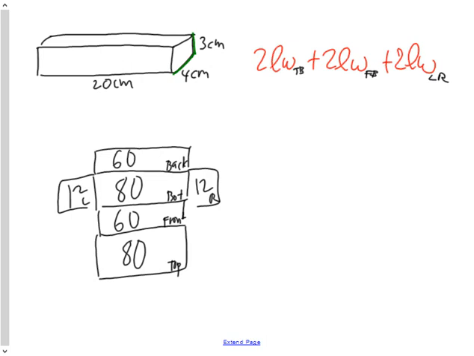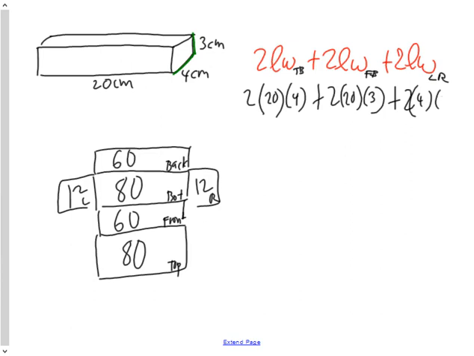When we take the same formula and substitute it in, since I know the top already is 20 by 4, I have two of those shapes that are 20 in length and 4 in width. So when I substitute the TB, or the top bottom, I have two 20 by 4s. I have two 20 by 3s, and I have two 4 by 3s, just like I did when I made my net.